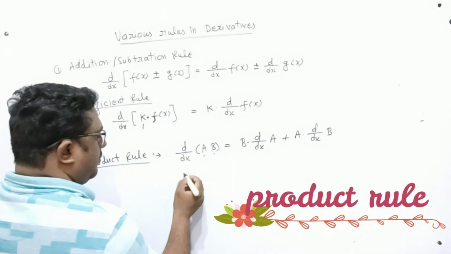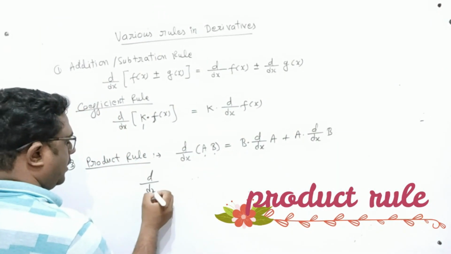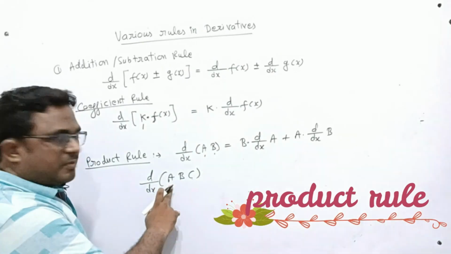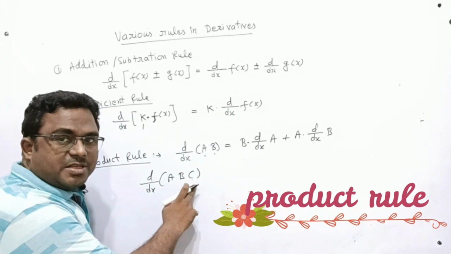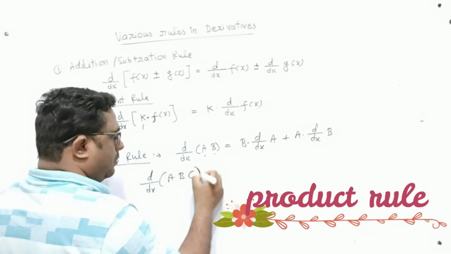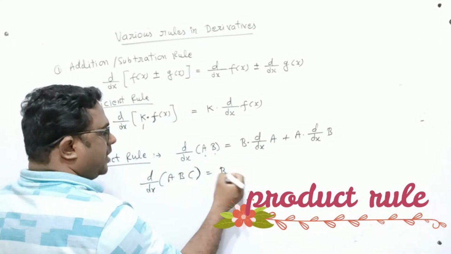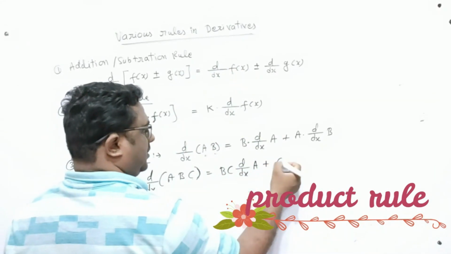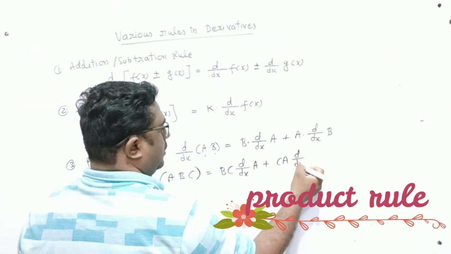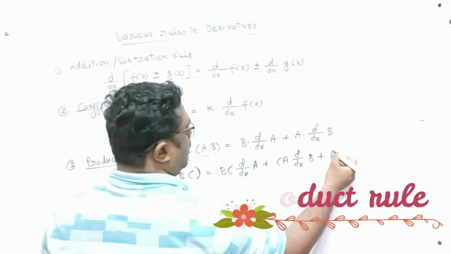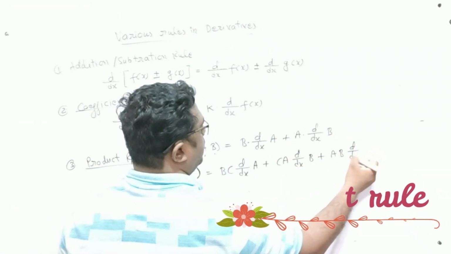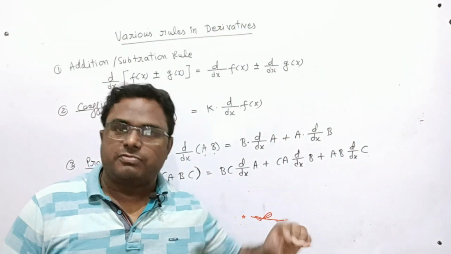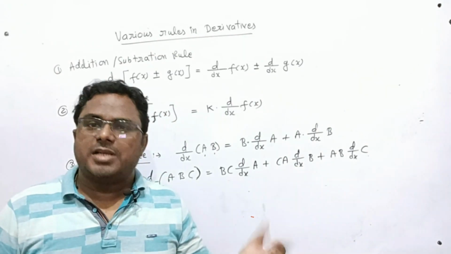Suppose I give you three functions, dy/dx of ABC. Here A means f(x), B means g(x), C means h(x). Then how will I apply? B and C outside, dy/dx of A, C and A outside, dy/dx of B, A and B outside, dy/dx of C. In this formula, C is not a constant. In this formula, C is a function. You can assume C means h(x).